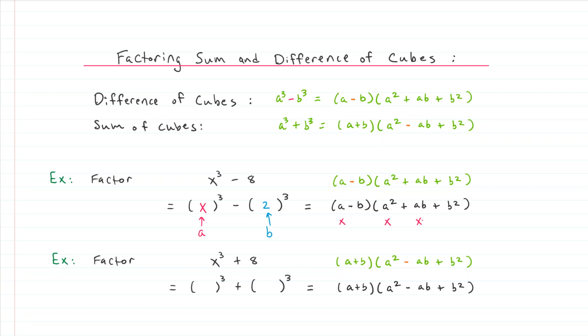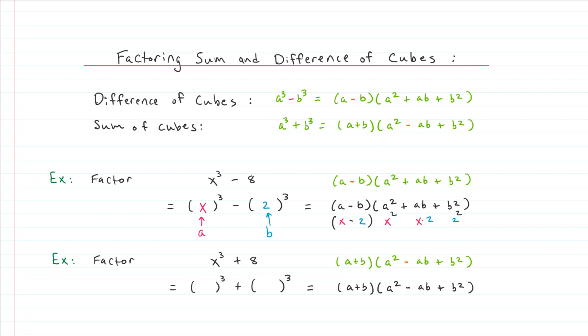Now I'll need a squared on one of those x's. Let's plug in the b. So I have a 2. We have a 2, and we have a 2 squared. Let's finish this off so it actually looks nice.